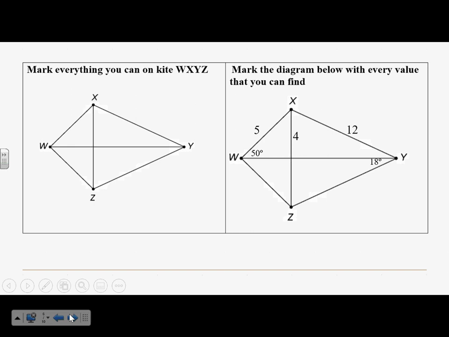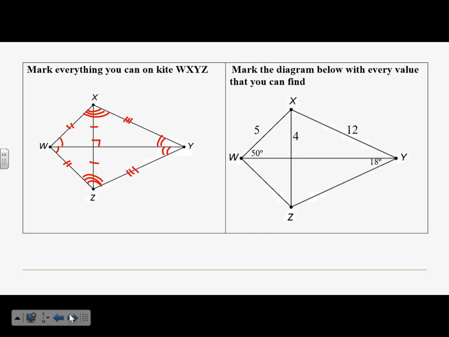So mark everything you can on this kite, W, X, Y, Z. So mark everything I can. Right away I know this is a 90-degree angle, and this is the one that's bisected. So these two are congruent. So that's great. I guess we can also say that these two are congruent, and these two are congruent to each other. I know that this angle and this angle are congruent because it's bisected. This angle and this angle are bisected as well. And lastly, I know this whole big angle and this whole angle are congruent, those opposite angles. I don't think I'm missing anything, but it wouldn't surprise me if I do.